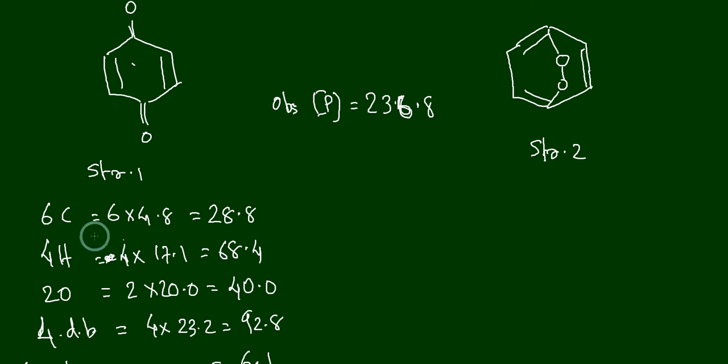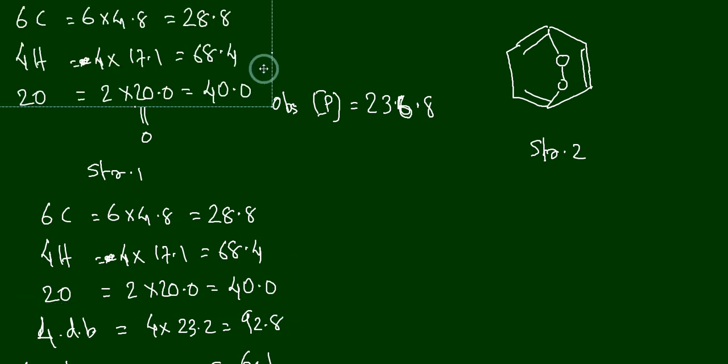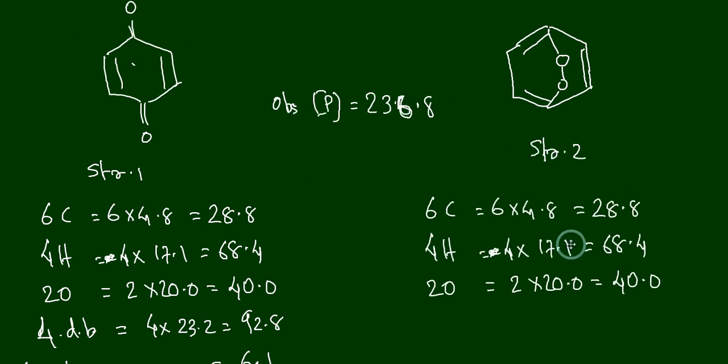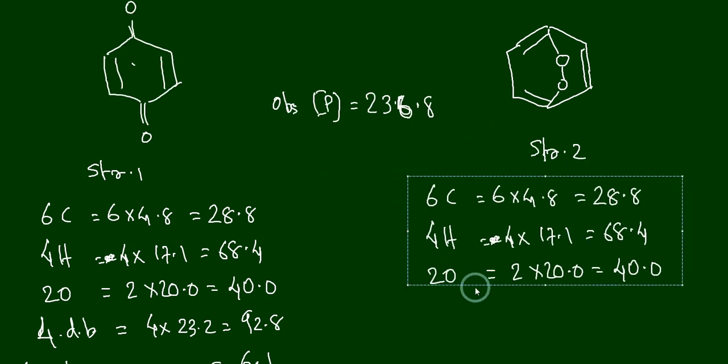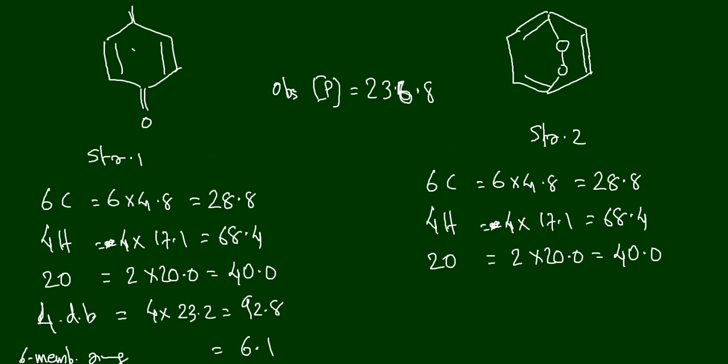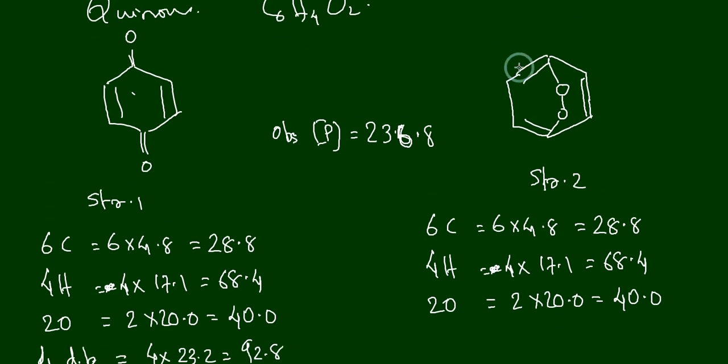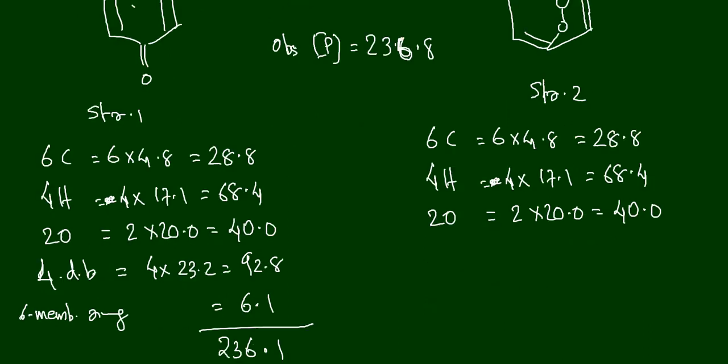atoms. From here to here, all are same: 6 carbon atoms, 4 hydrogen atoms, and 2 oxygen atoms. So we will take this calculation here also. And then how many double bonds do we have in this one? 1, 2, 3. 3 double bonds only. So we have to write 3 double bonds here.